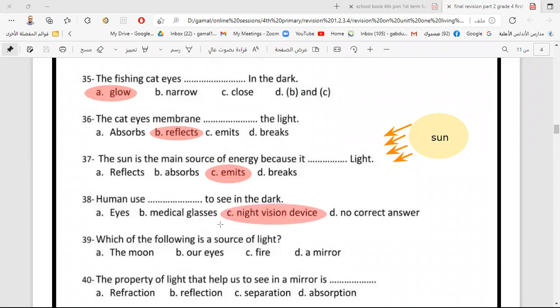Just one minute, I will tell you more about the night vision device. The night vision device helps you to see like a nocturnal animal. It is a device that helps you to see in the night like you are a nocturnal animal, but you are not a nocturnal animal. It helps some people to see in the dark, especially in the war. Soldiers use it in the war.